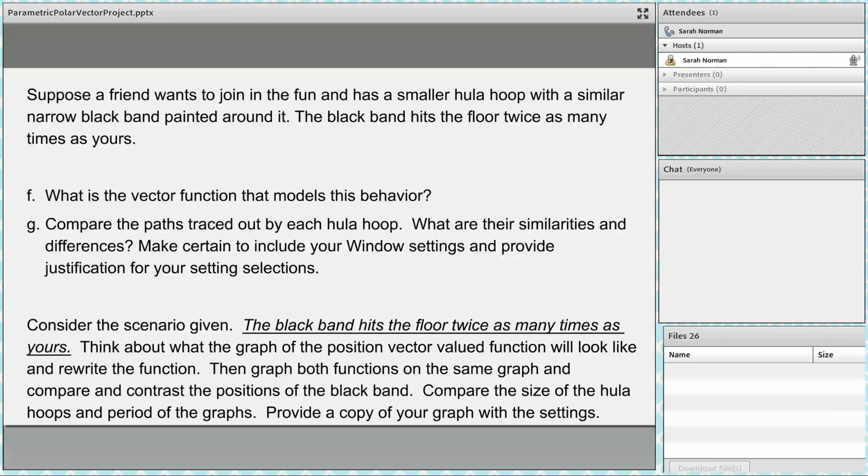Also, compare the size of the hula hoops. I mean, not that you know the exact size, but you should be able to write proportions of those. Compare the period of the graphs, like how much time it takes for the band to hit the floor twice as many times. And also provide a copy of your graphs with the settings.